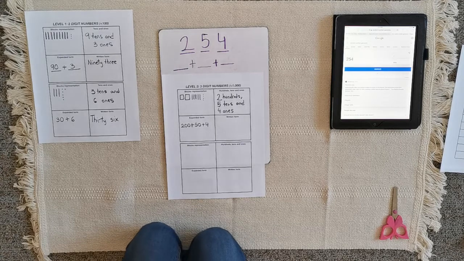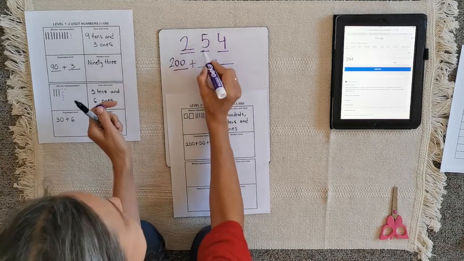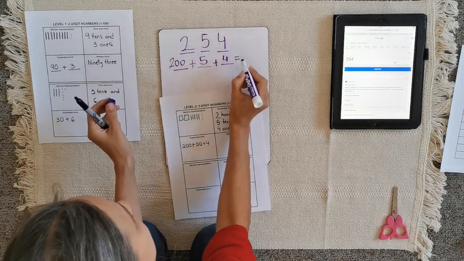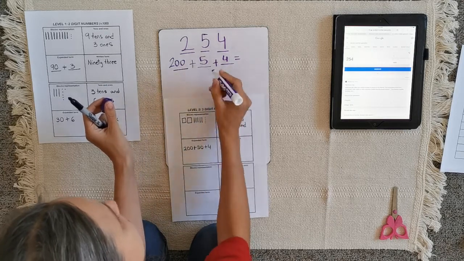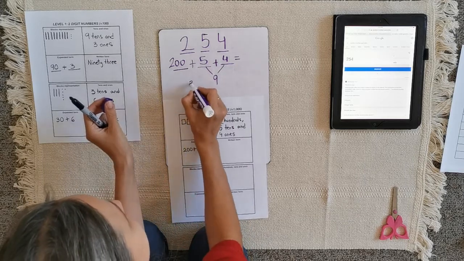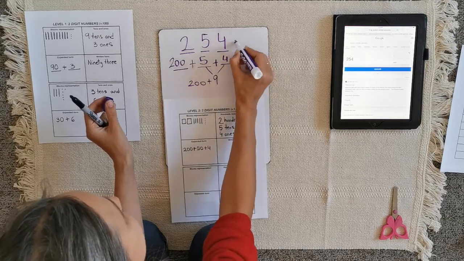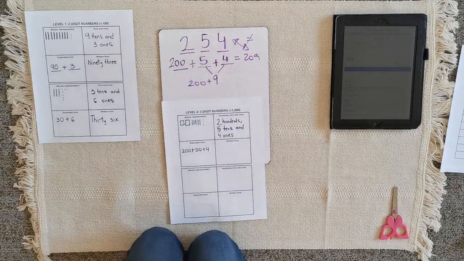Imagine that you did, okay, this is 200, this is 5, and this is 4. If we add 200 plus 5 plus 4, 5 plus 4 makes 9. And 200 plus 9 makes 209. So these two are not the same. It means that I am wrong. I need to review my answer. Okay?